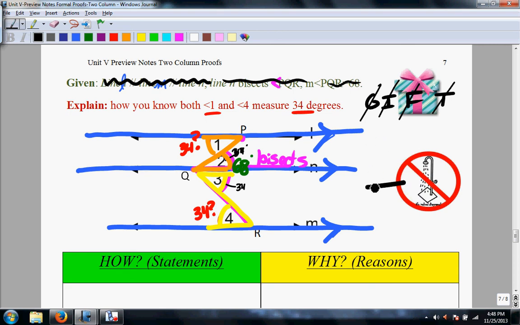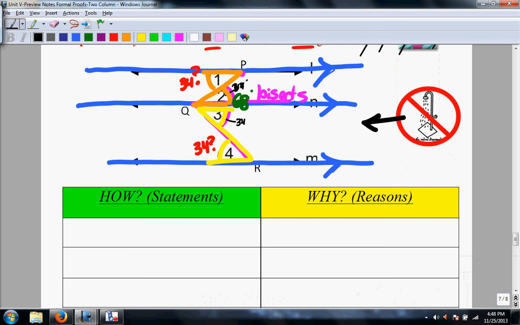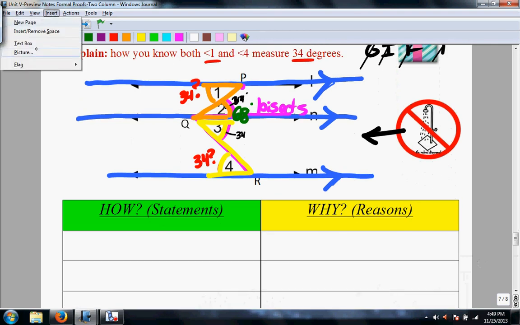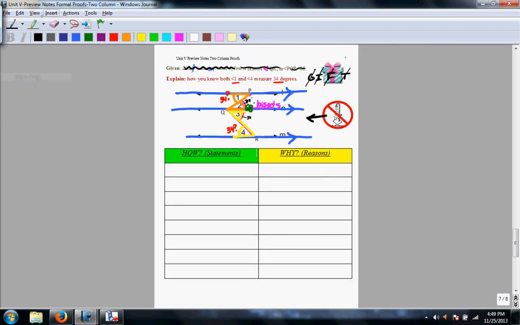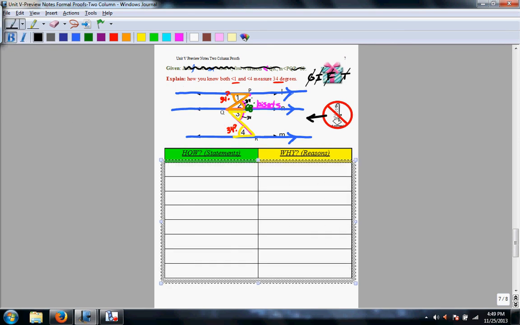Look how much information I have on the diagram. It's really important you pay attention to this. When you're doing a proof, you should have no naked diagrams. Let's take a shot at writing this up. So we start with some of our given information.